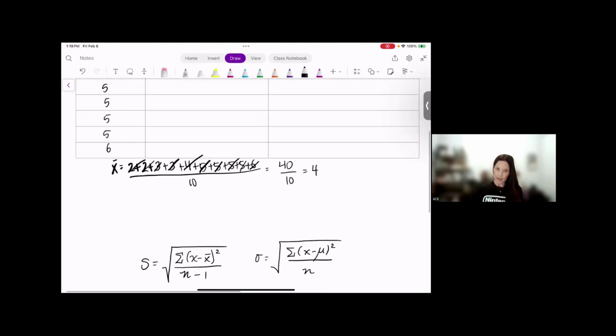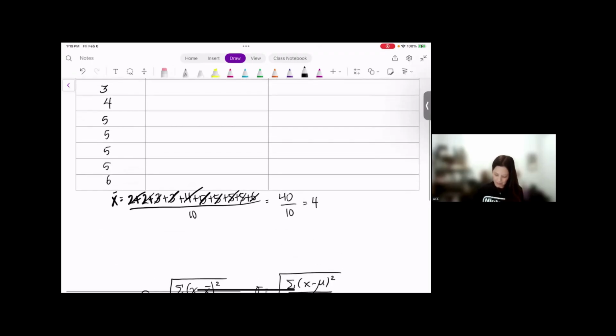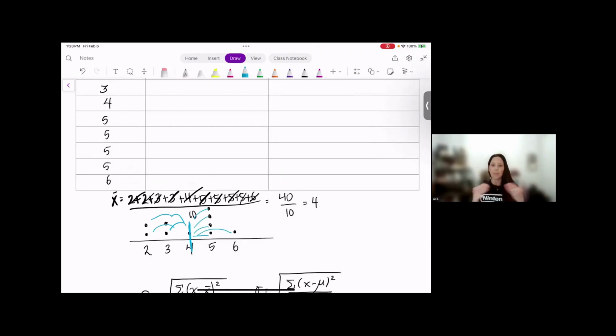Let's take a quick look at the distribution really quickly. If we have the numbers 2, 3, 4, 5, and 6, we had 2 2s, we had 3 3s, we had 1 4, we had 4 5s, and 1 6. And the calculation tells us that the average is 4. What we're then going to do is determine how far on average each of these pieces is from that mean.